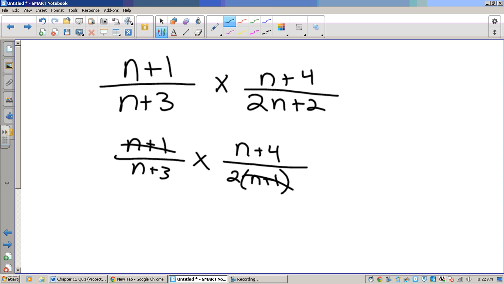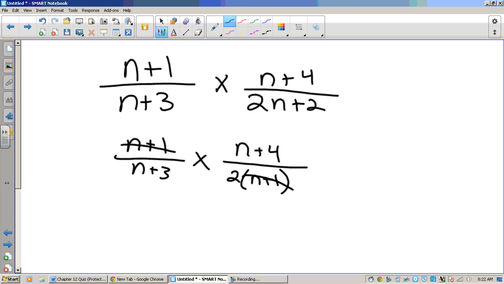Because think about this. Let's think about n as being 5. 5 plus 1 is 6. 5 plus 1 is 6. It doesn't matter that it's 2 times that. 6 divided by 6 is 1. So that's why those can cross each other out.